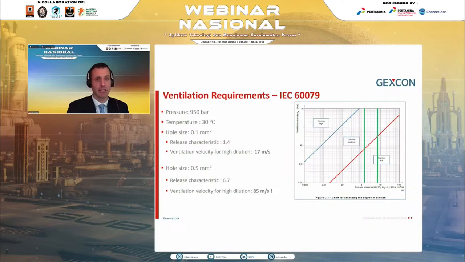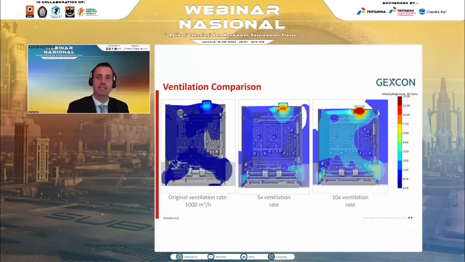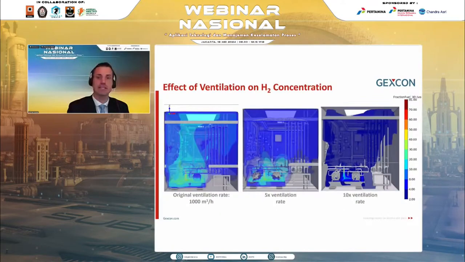With CFD modeling, we can easily set up sensitivity cases, and we did this to compare different ventilation rates: the original 1,000 cubes, 5,000 cubes, and we even went to 10,000 cubes. This shows the effect the ventilation rate had on the hydrogen concentration following a release. The legend here shows concentration of 2%, or half the LFL, in dark blue, up to 81% in dark red.